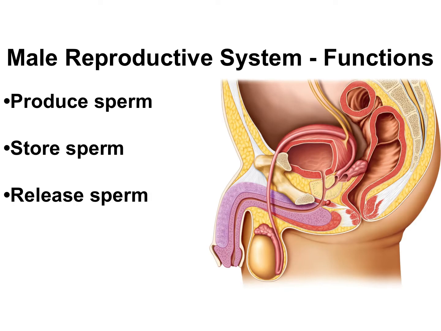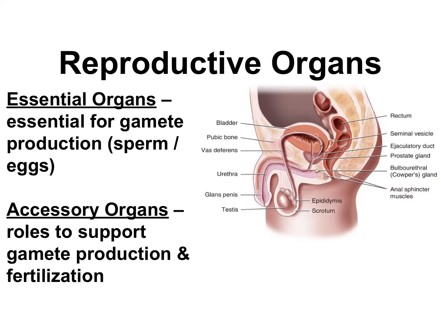Let's get started. The overall function of the male reproductive system revolves around sperm cells. Make the sperm, store the sperm until the time is right, and then release the sperm for a chance at making a baby. Reproductive organs can be classified as essential organs or accessory organs. Essential organs are in charge of making gametes. Those are the sperm cells or the egg cells. And accessory organs, on the other hand, just support gamete production and also the fertilization process.